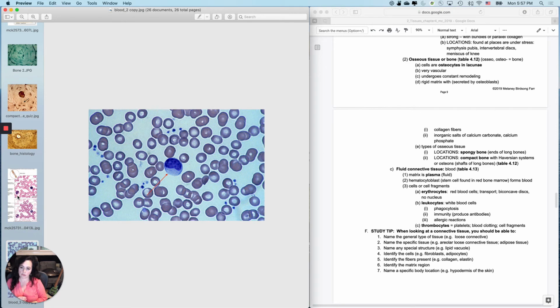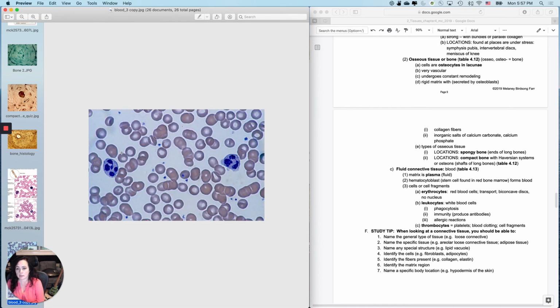Hopefully you will feel comfortable identifying what these are. These are, of course, erythrocytes, right? And this big one with the nucleus is going to be a leukocyte, which is a white blood cell. How about all of these little guys that are smaller than red blood cells? Those are thrombocytes. So let's look at another one.